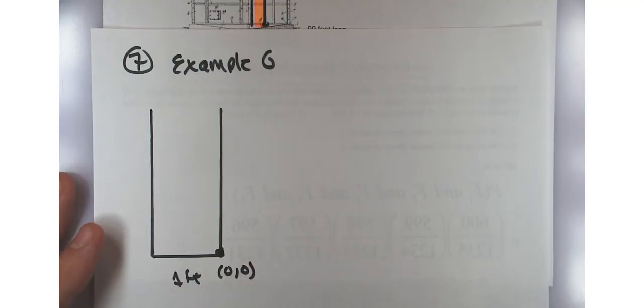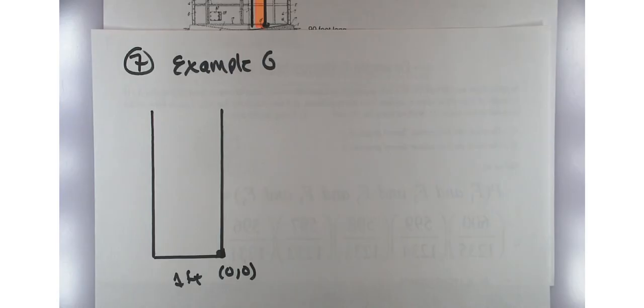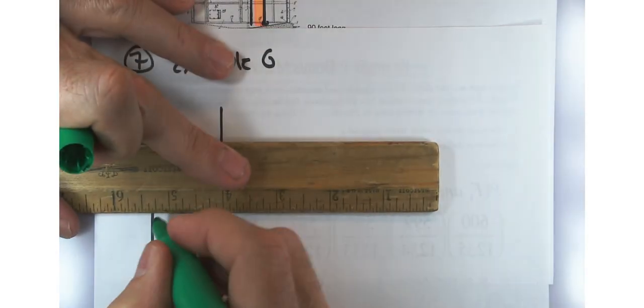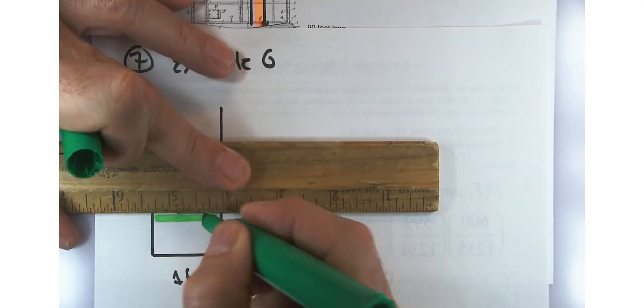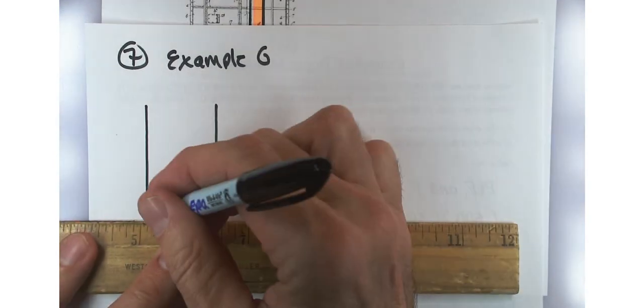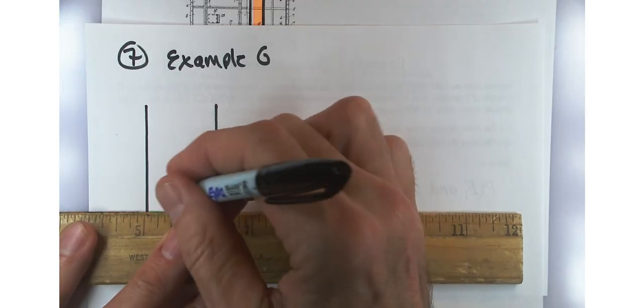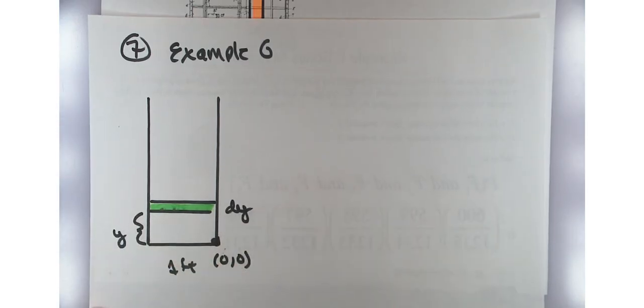So 0, 0, 1 foot wide. Let's calculate the force on one slice. I'll take that slice horizontally. That slice has a thickness of dy. Its depth is y.